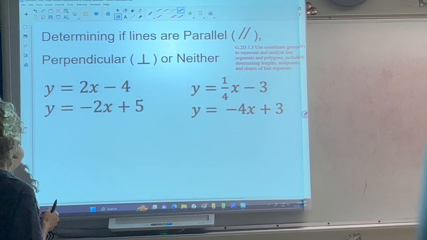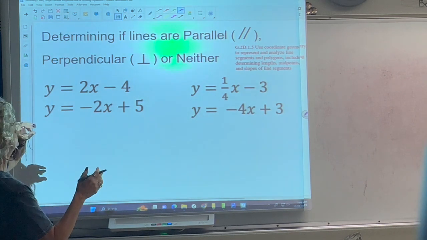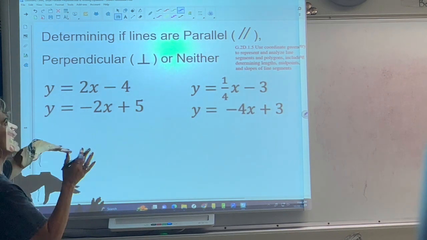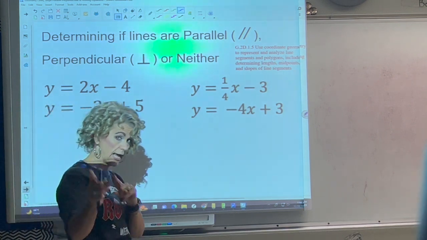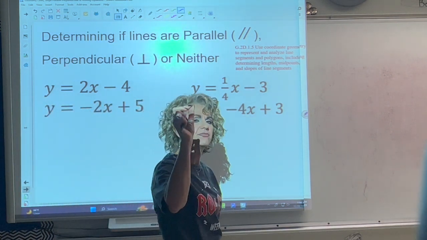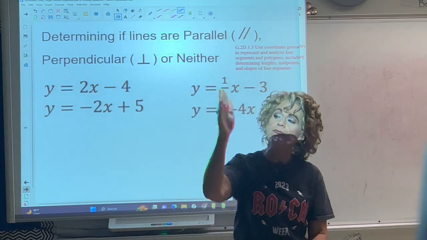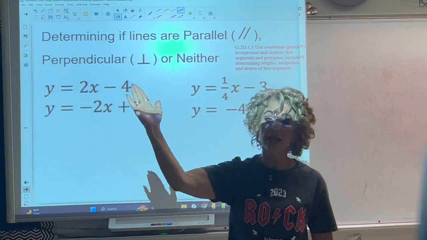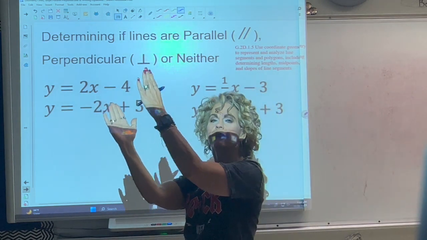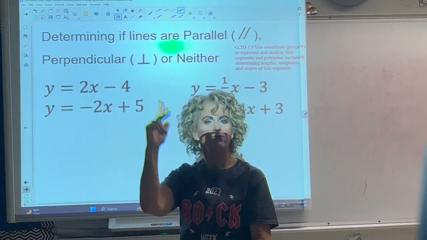Okay, so we're going to jump right in. We're going to determine if lines are parallel, perpendicular, or neither. Well, first of all, I would like to remind you, parallel lines have the same slope. So if this line has a slope of 1/2, then a line parallel to this line would also have the slope of 1/2. Each time, every time, all the time.